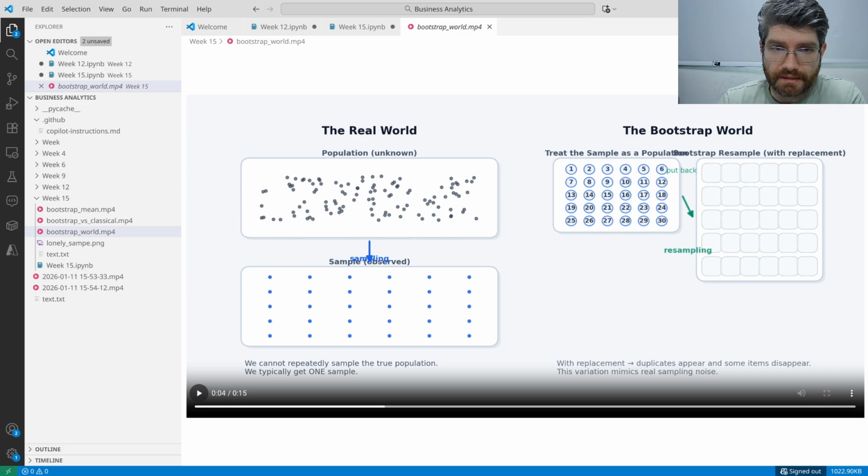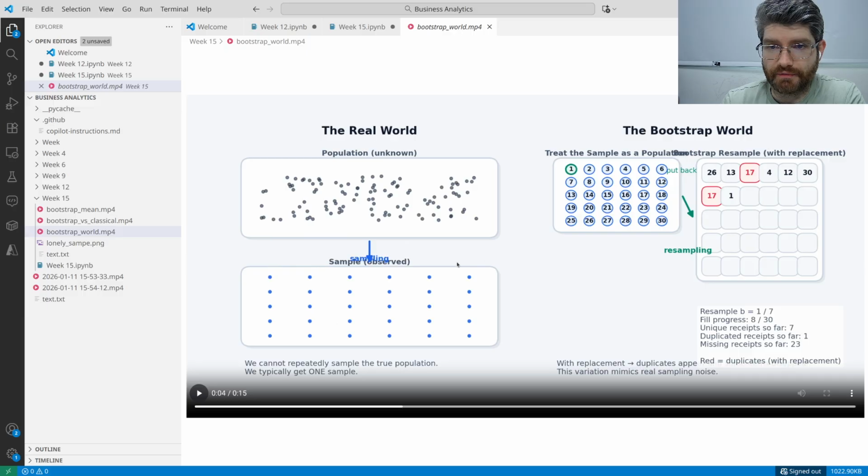But here's the trick. If we pretend that our sample is the population, so this is the sample, which is the population, we then draw new samples from it. This is called the resampling. Here are the numbers, the population, 30 numbers. And we just randomly select out of those. First selection, like that.